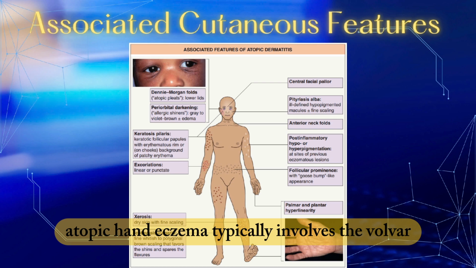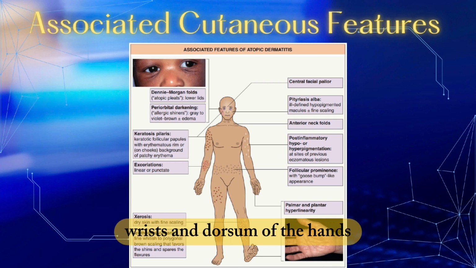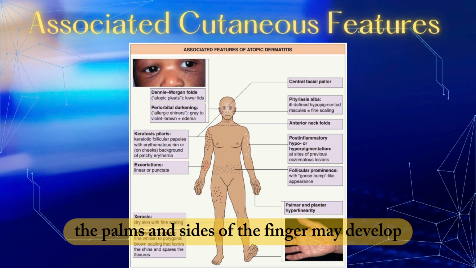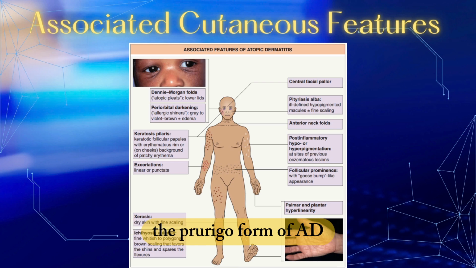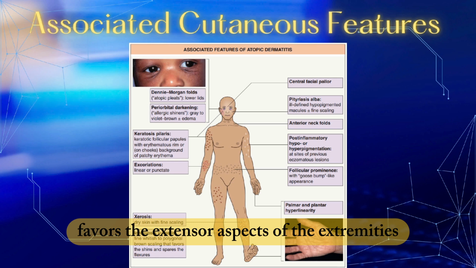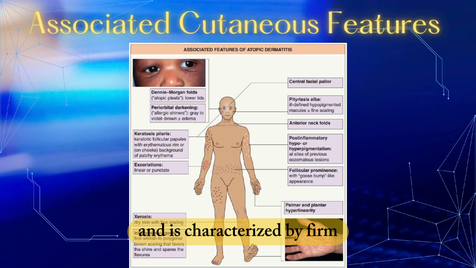Atopic hand eczema typically involves the volar wrist and dorsum of the hand. The palms and sides of the fingers may develop the deep-seated vesicles of dyshidrotic eczema. The prurigo form of AD favors the extensor aspects of the extremities and is characterized by firm, dome-shaped papules, nodules, and central scale crust, similar to prurigo nodularis lesions in non-atopic patients.